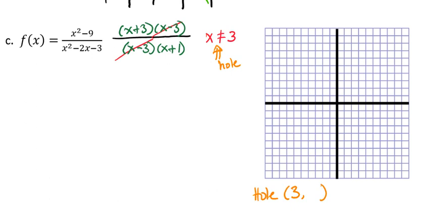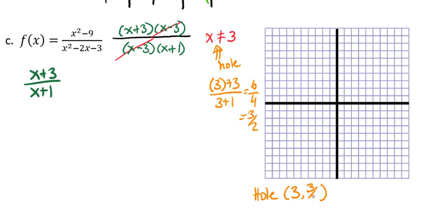And what we have left is x plus 3 over x plus 1. So we'll go ahead and plug our hole in for that. So we'll have 3 plus 3 over 3 plus 1, which is 6 over 4, which is 3/2. So we'll have a hole at (3, 3/2).